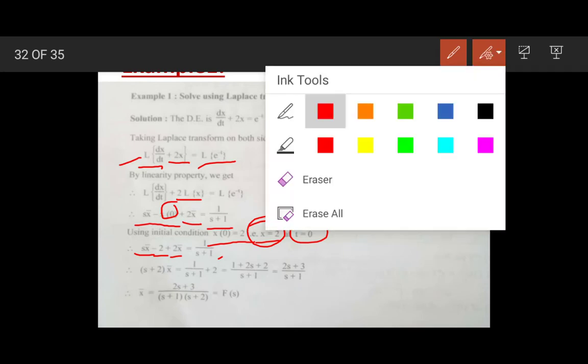Okay. Now we are going to use the second step. The second step is to collect the x bar terms on the left hand side and put all other terms on the right hand side. So here, as you can see, I have taken all x bar terms and in that I have taken x bar as common.